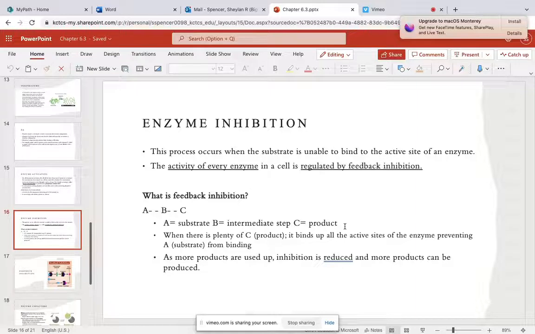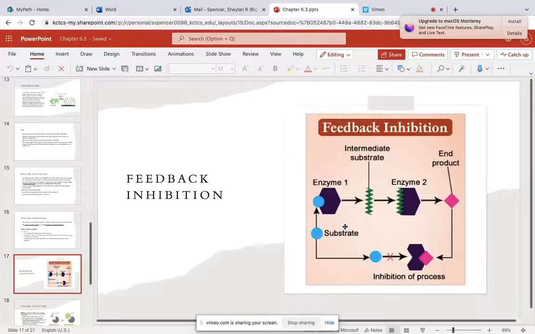So this is the way I was always taught: A to B to C. You've got enough C, right? We've got enough products. All the active sites are filled up. Therefore, the substrate or the reactants A can't bind. And I have an example here. The feedback inhibition, you have enzyme 1, right? We're going through, we're producing that intermediate step, like we said. And then you have enzyme 2 going to the end step. Well, whoa, what's happening? We have inhibition of this whole process occurring due to the end product. It's coming back and it's inhibiting this enzyme from binding.